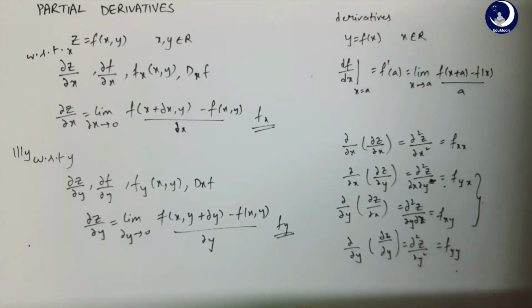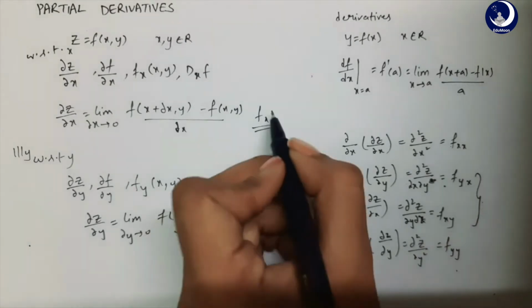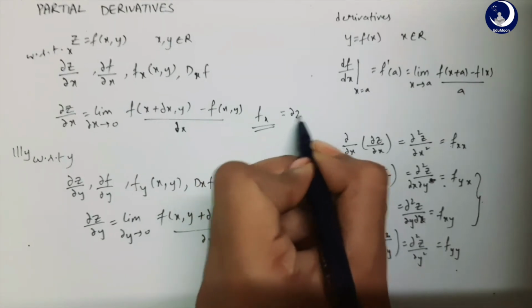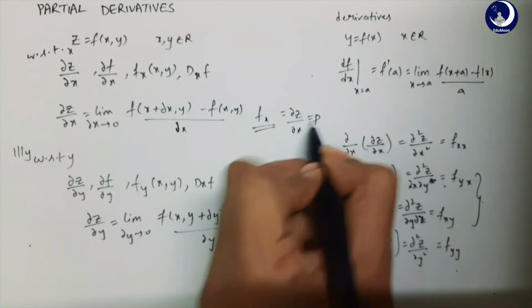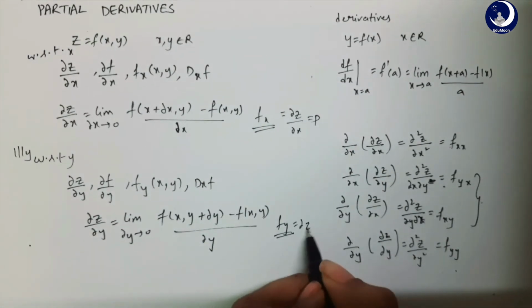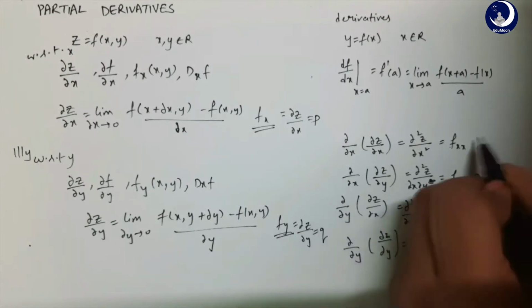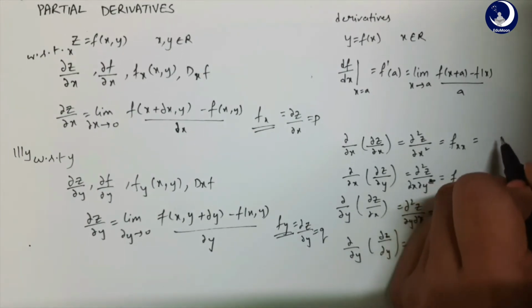Sometimes these are also given a different notation. So f of x, that is dou z by dou x, is given as p. F of y, that is dou z by dou y, is given as q. This is given as r.